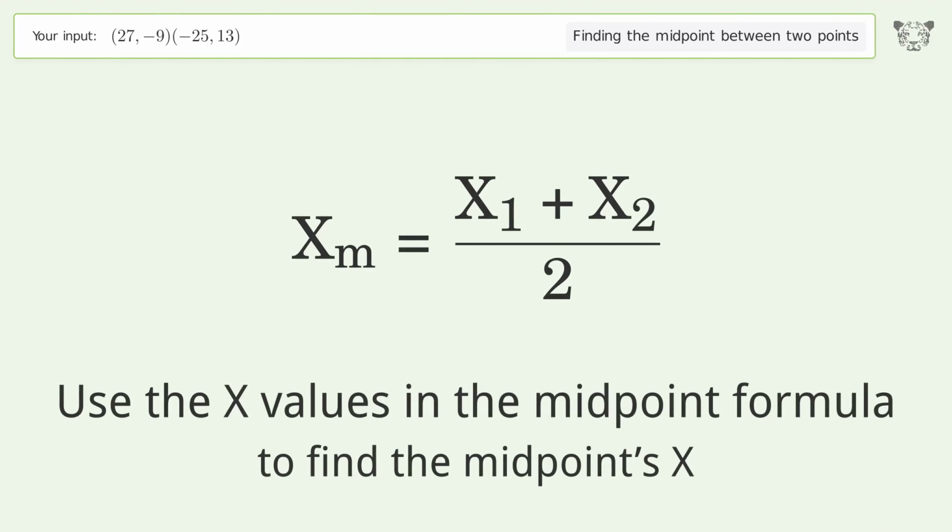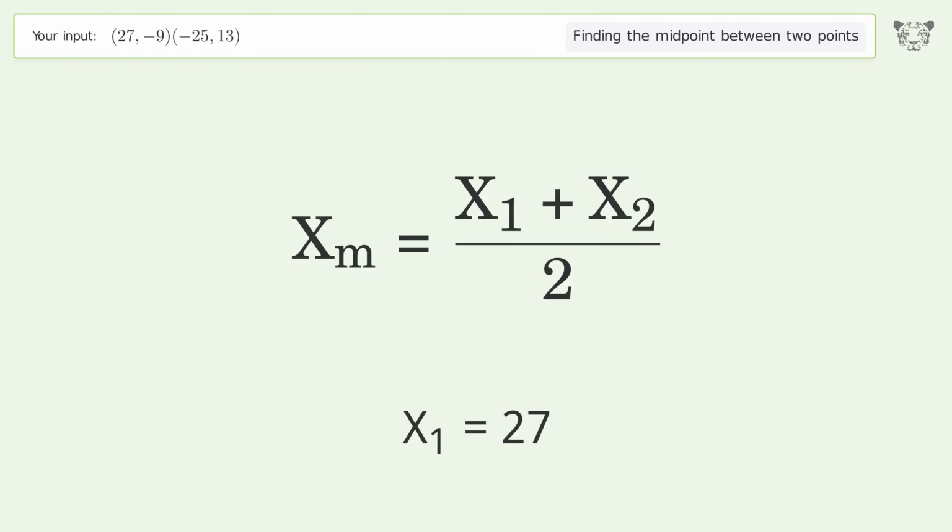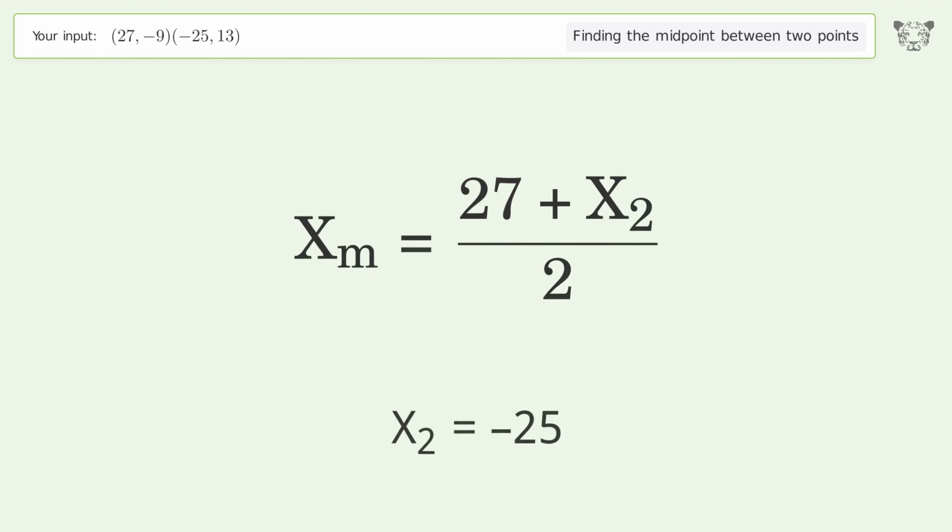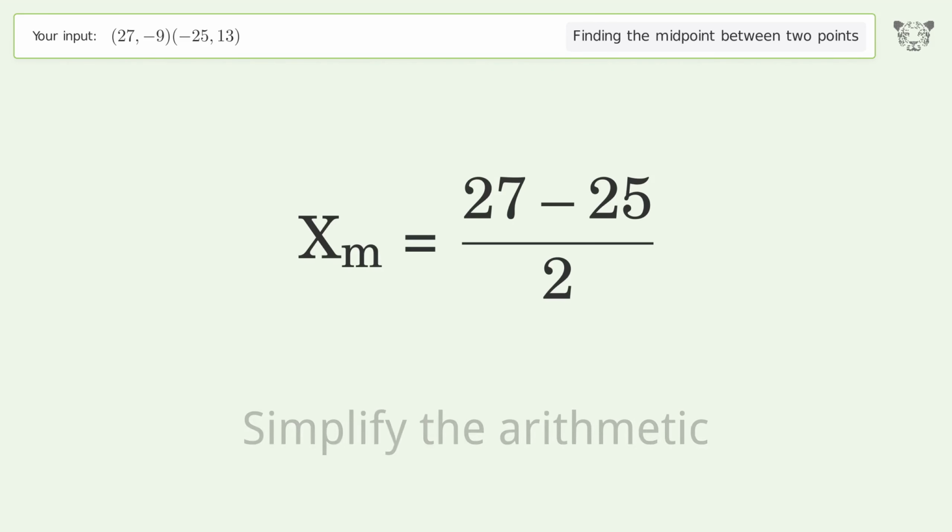Use the x values in the midpoint formula to find the midpoint's x. x1 equals 27. x2 equals -25. Simplify the arithmetic.